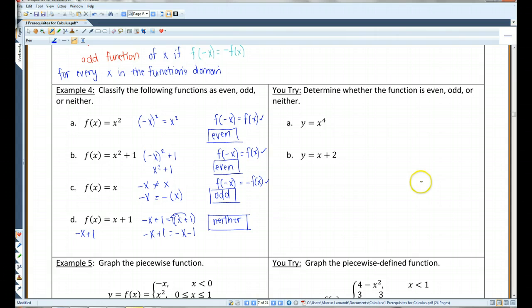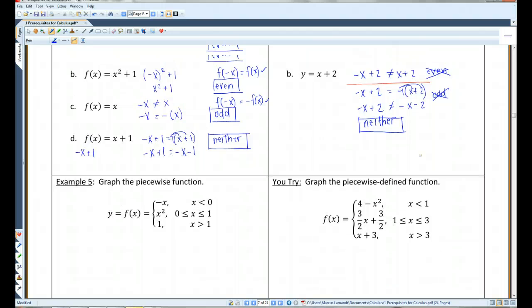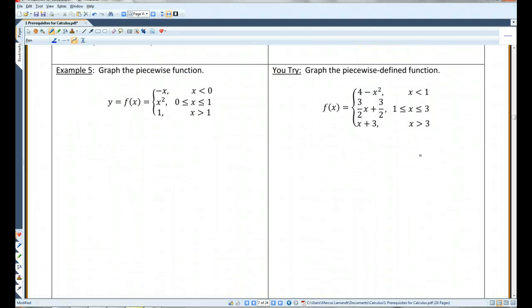Alright, you guys try these two, and then when you think you have it, hit play. Alright, these are the answers you guys should have gotten. Wow, that's a sad box. Oh well. Okay. Graph the piecewise function. If you guys remember, piecewise functions are basically pieces of different graphs stuck together.